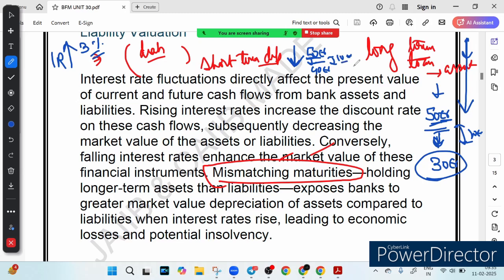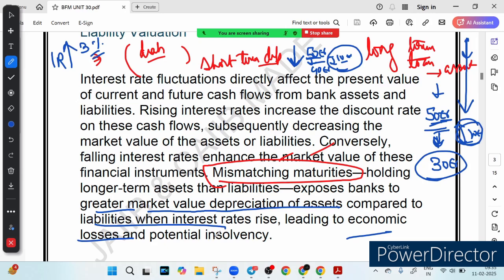So now you can easily see that the drop in the value of the asset is larger than the drop in the value of the liability. The drop in the value of the asset is 20 crore, while the drop in the value of the liability is 10 crore. Because of this interest rate change, the market value of the asset decreases more compared to the market value of the liability, and this will ultimately cause our economic loss. Obviously it is a loss, right? Because the asset value is decreasing at a larger pace as compared to the decrease in the value of the liability.